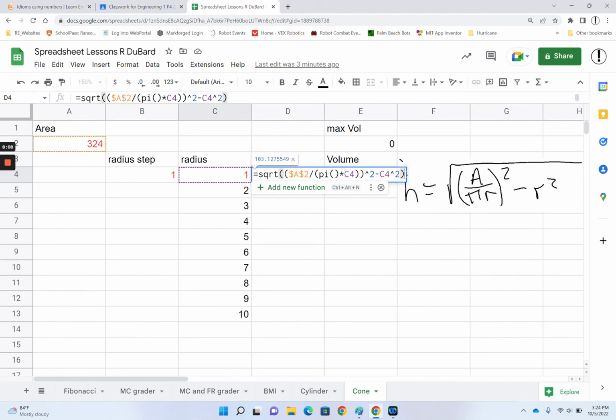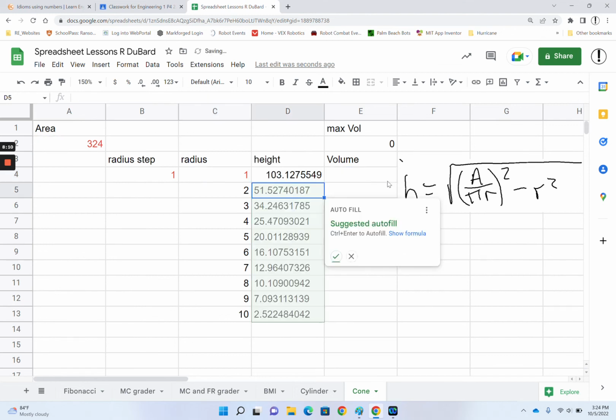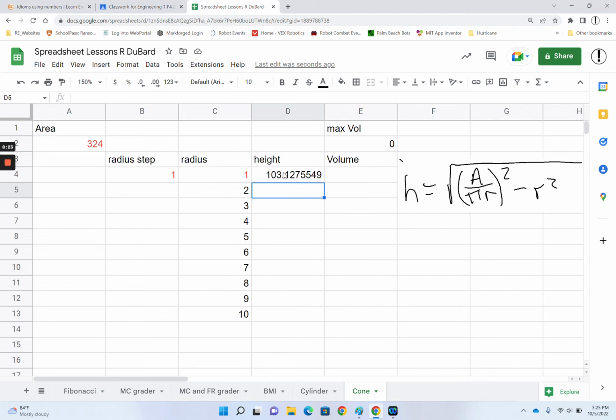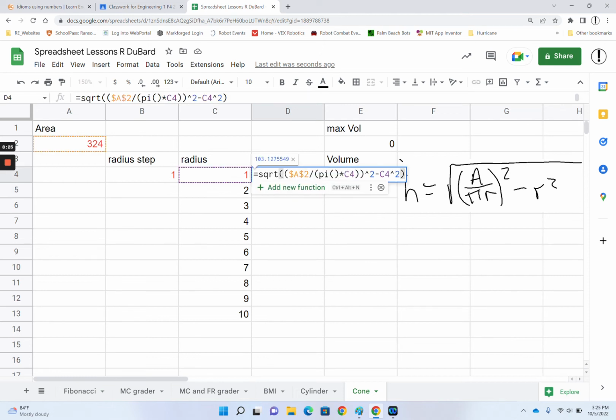So when I hit enter, that should give me the value. Now, it has a suggested autofill. If you're like me, sometimes you like to check your equation before you do the autofill. So I'm going to go ahead and click X here and just double check that this makes sense. So it's the square root of that thing in orange divided by pi times that thing in purple, all of that squared together, then subtract the purple thing again, squared, and then take the square root. So yeah, that is right.